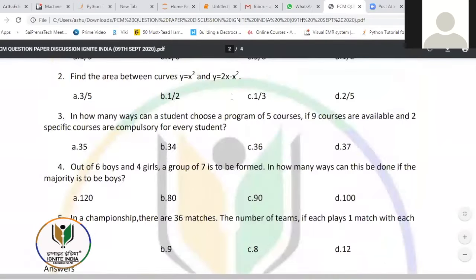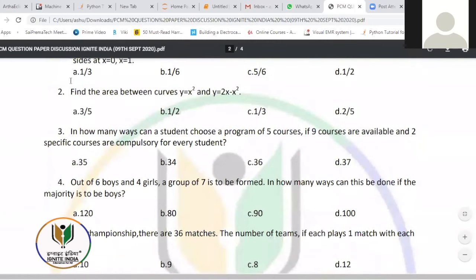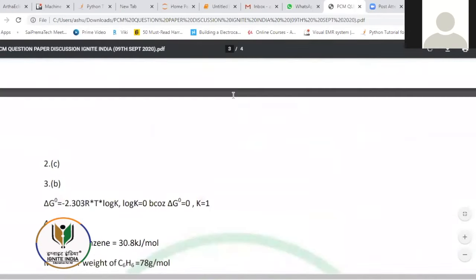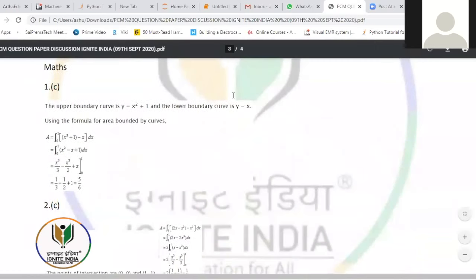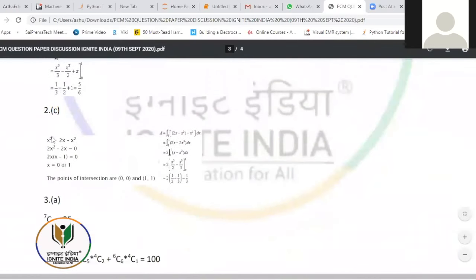Now the next question is also similar, but they've not given the limits directly. Find the area between the curves y equals x square and y equals 2x minus x square. They have not given the limits. When you equate both the equations, you get two values of x, because it's a quadratic equation. You get two values of x, which are the limits: 0 and 1.